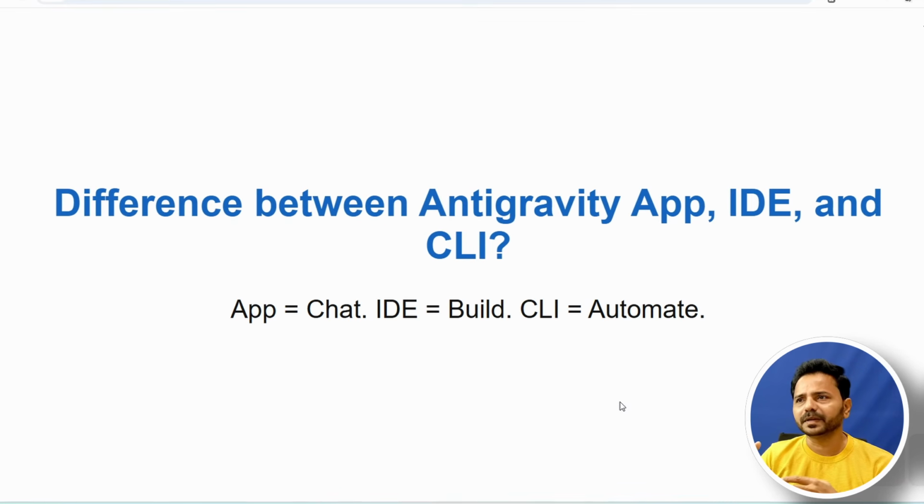What is the difference between Antigravity app, IDE and CLI? So basically, app equals chat. For example, it is similar to your ChatGPT, right? We are going to chat. IDE is nothing but Visual Studio Code, where we are actually building the code. CLI is for more automation-related command line interface. Chat can also be used for code, CLI can also be used for code, but the point here is every tool has a different purpose.